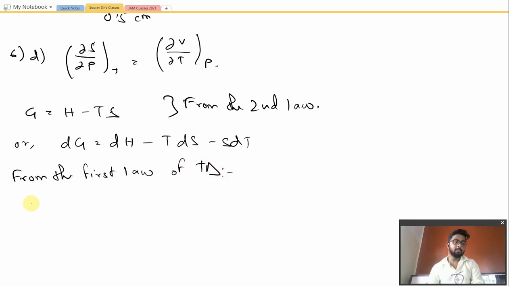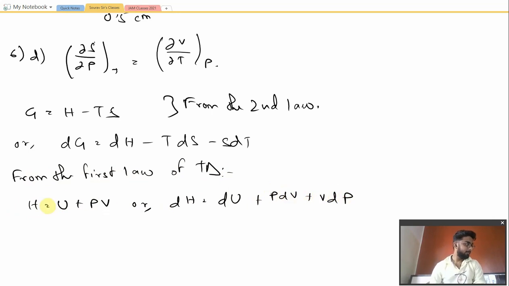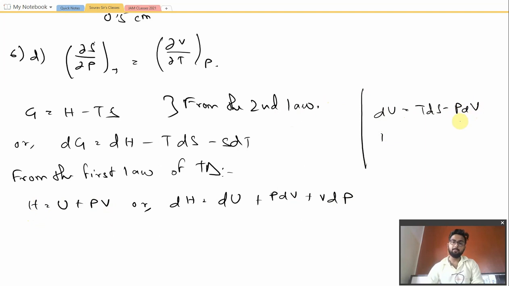Now from the first law of thermodynamics, we know that H is equal to U plus PV, or dH is equal to dU plus PdV plus VdP. Obviously dU, from another equation whose derivation I am not going into, we already know that dU is equal to TdS minus PdV. So we put the value of dU over here and we get the value of dH to be equal to TdS plus VdP.